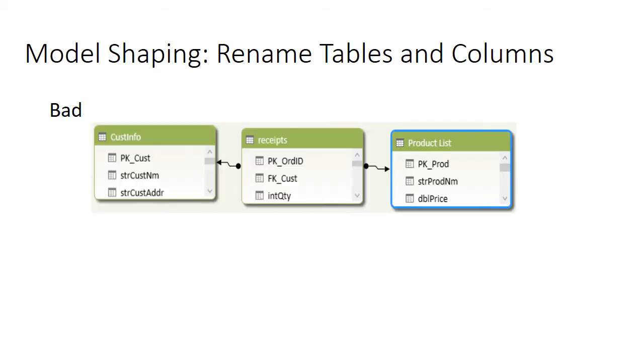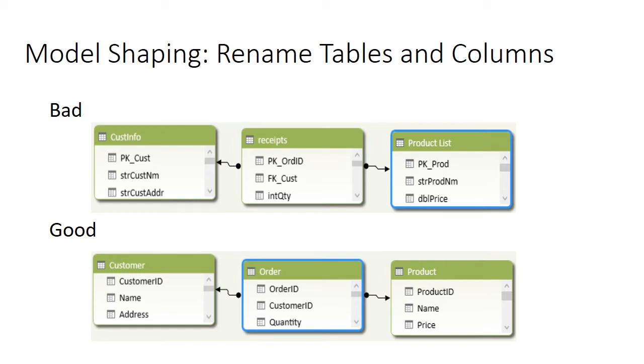The first bit of model shaping you're going to need applies to nearly every data source: renaming tables and columns to align them with what end users expect them to be called. So take this database for example. We have a cust info table, a receipts table, and a product list table. And most of those column names are not exactly user-friendly. So renaming those tables to be something more like customer, order, and product, along with more understandable column names, would go a long way toward making Q&A be able to understand these tables better.